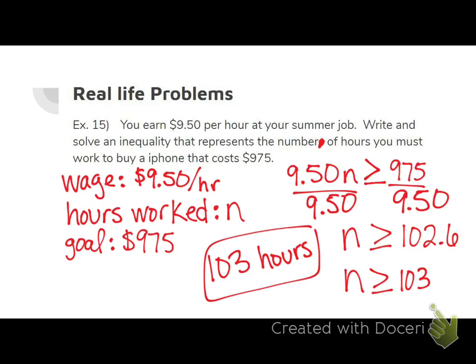Now, does anybody know how many hours most people typically work in a full-time job in a week? 40. 40 is typical for a full-time job. And that's assuming you don't have to spend your money on anything else. You could get that iPhone in a few weeks. But that's also assuming you're working 40 hours, which most summer jobs are not full-time.